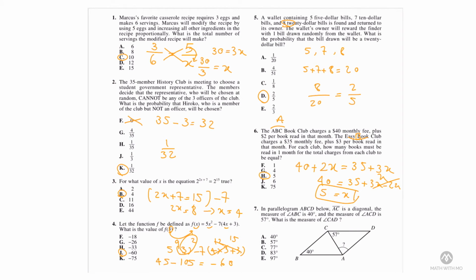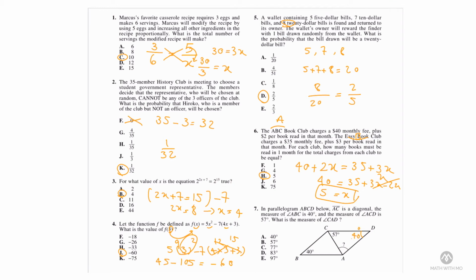In parallelogram ABCD below, AC is a diagonal. The measure of angle ABCD is 40 degrees and the measure of angle ACD is 57 degrees. What is the measure of angle CAD? Now we know in a parallelogram this angle will be equal to this angle, and this whole angle will be equal to this whole angle. Alright? So because B and D are equal, I know that D is also 40 degrees.